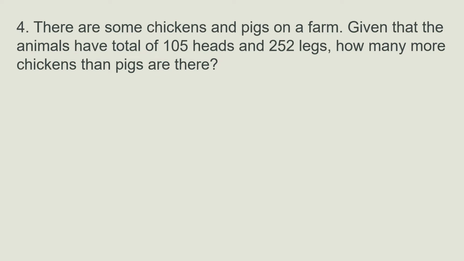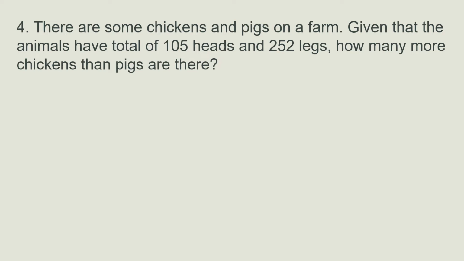Okay, let's have the next one, fourth one. There are some chickens and pigs on a farm. Given that the animals have a total of 105 heads and 252 legs, how many more chickens than pigs are there? Now, from this problem, we are only given the total number of heads and legs, and we need to find first the number of chickens and pigs, and then do subtraction to know how many more chickens we have than pigs.